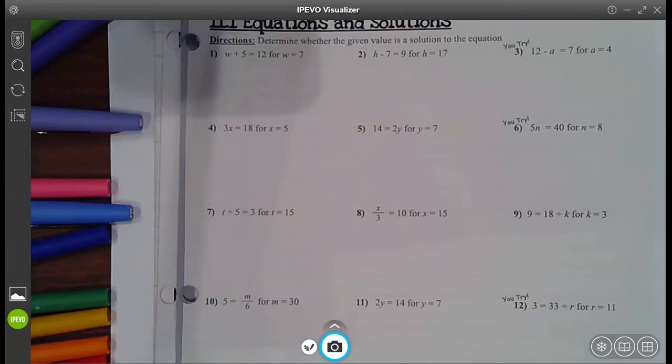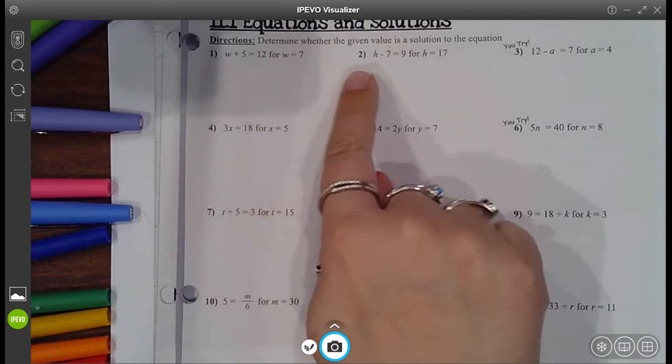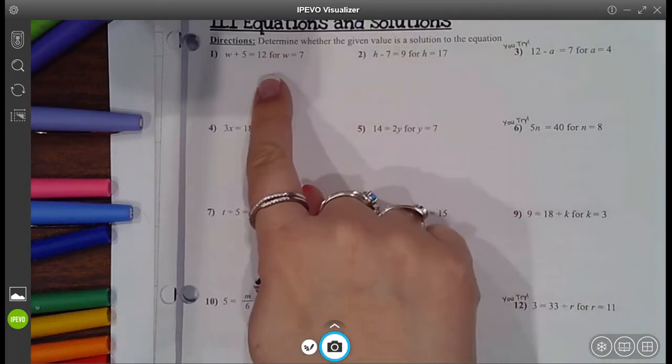Hello, my little mathematicians. Today, we're going to learn how to write equations from word phrases and also how to determine if a solution is truly a solution to an equation. Okay, so it'll ask you like this. Determine whether the given value is a solution to the equation.